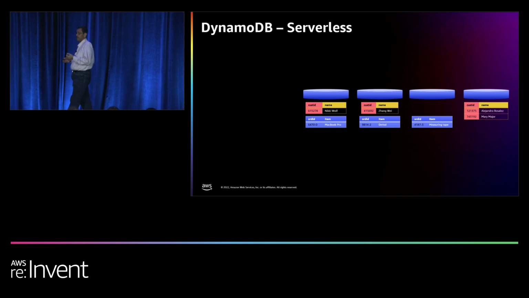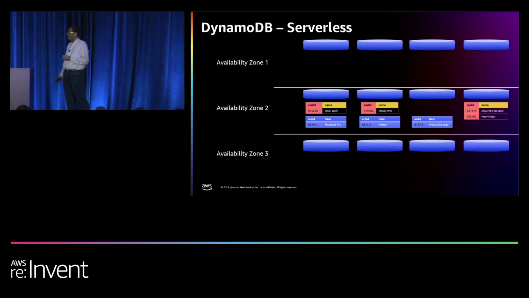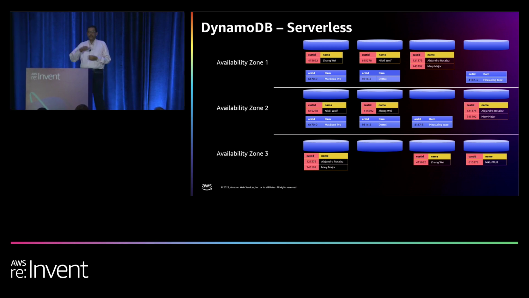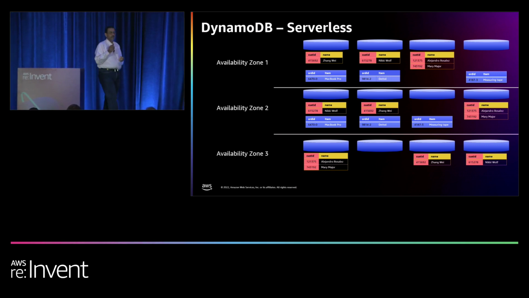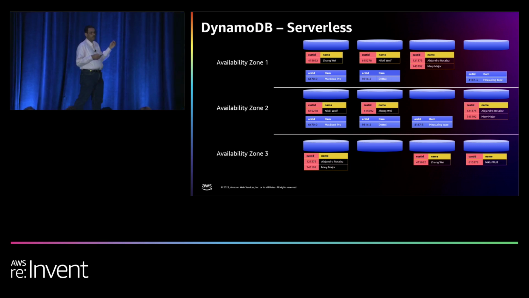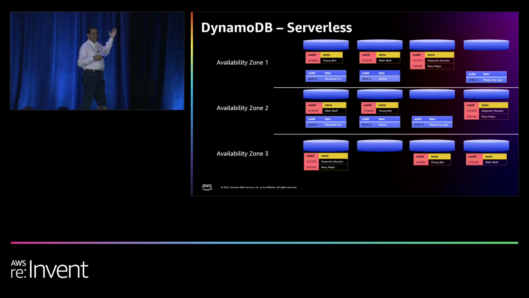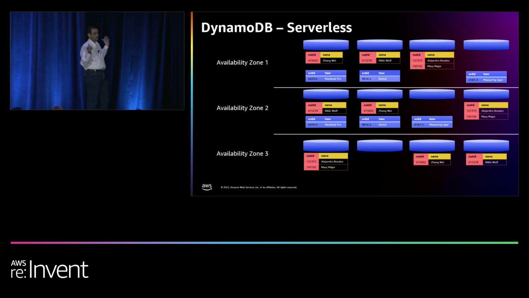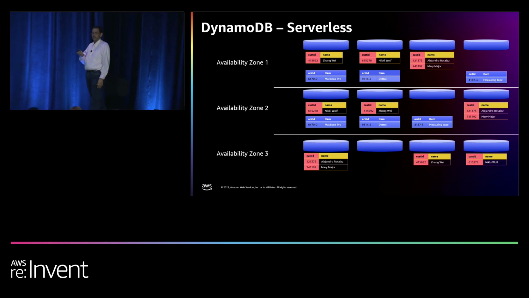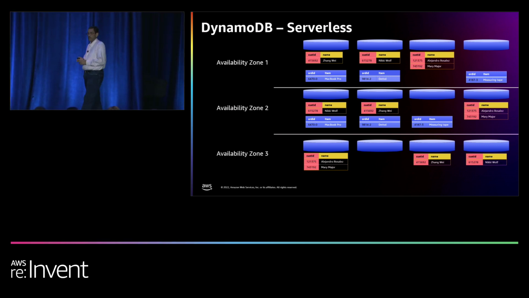So we move these partitions around on a regular basis. And yes, there's 3 availability zones. There's no guarantee that you will be sharing a storage node with the same partition on a different availability zone. It's completely random. Okay? You make a request to your table. We figure out which partition you're asking for. We get you your data. That's basically what we do.